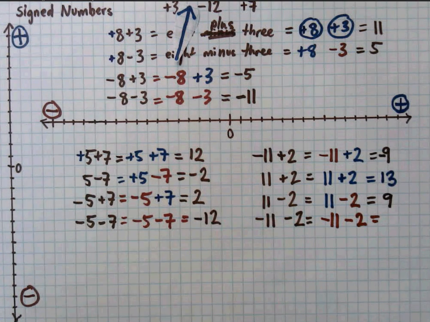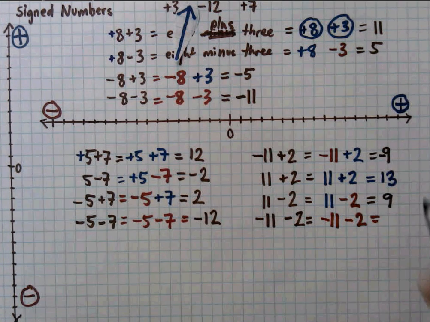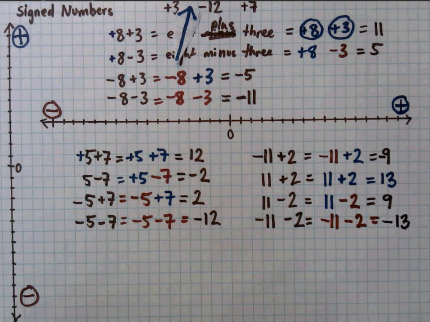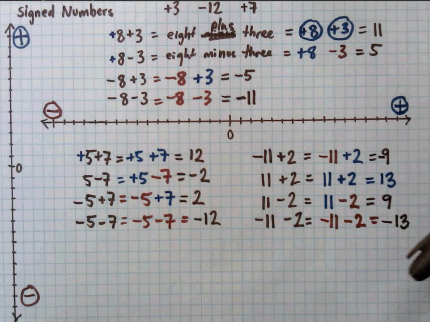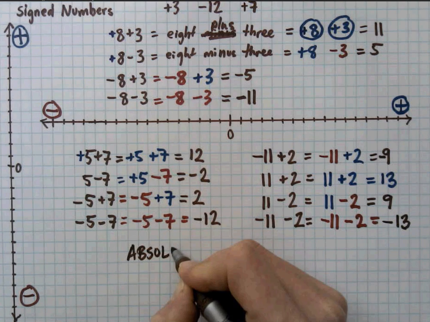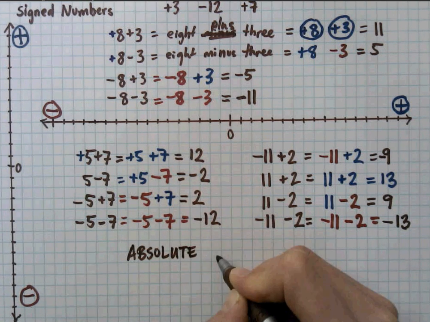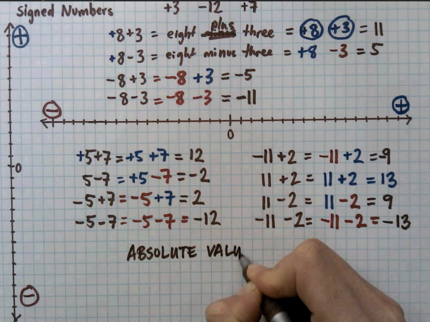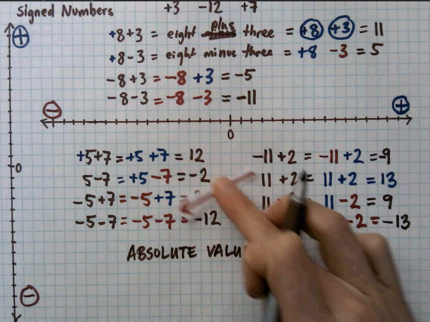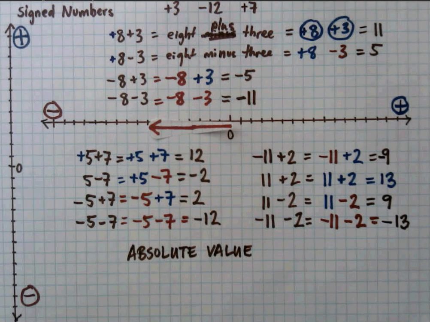So those are some examples of how to work with signed numbers. I should talk briefly about absolute value. Let's say I look at, here's my negative 8. Here's my positive 8. So I have my negative 8 and my positive 8, which would just be 8.